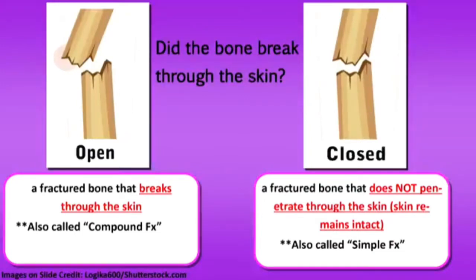For instance, number one, did the bone break through the skin? A fracture where the bone breaks through the skin, as you can see here on the left, is called an open fracture. It also has another name called compound fracture, so remember that. However, on the flip side, you can have a fractured bone that does not penetrate through the skin, so the skin remains intact. And that's called a closed fracture, or also called a simple fracture.